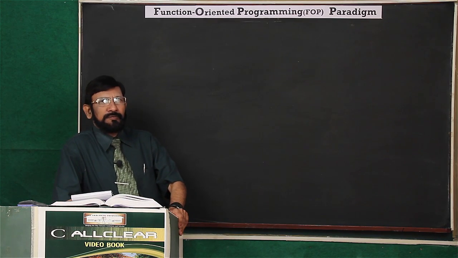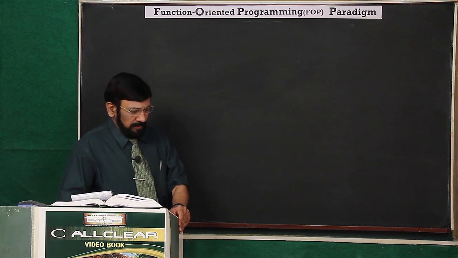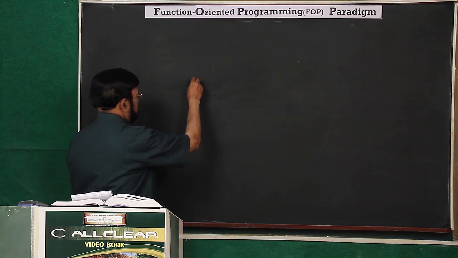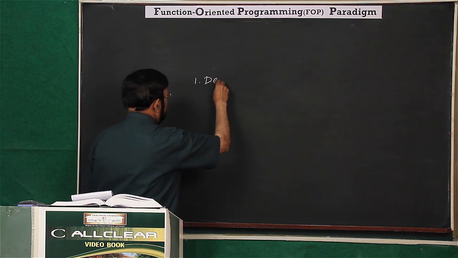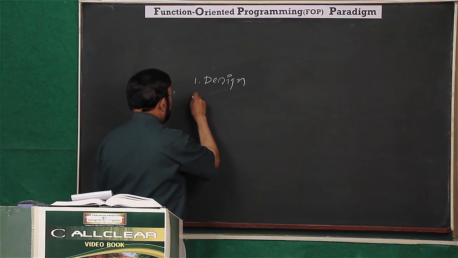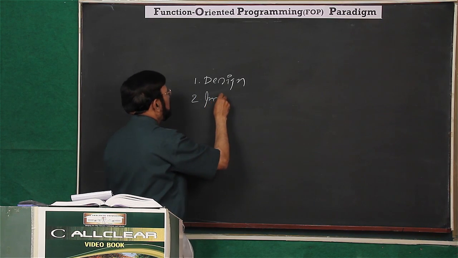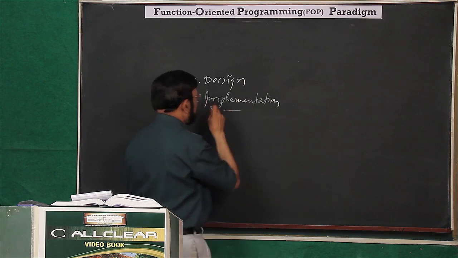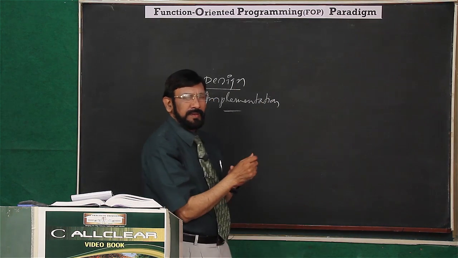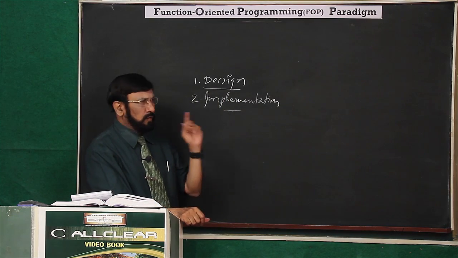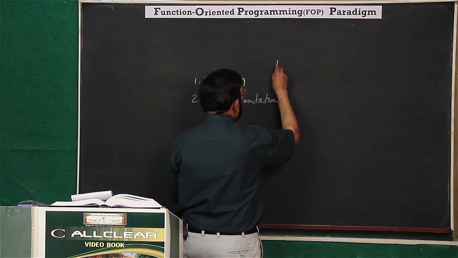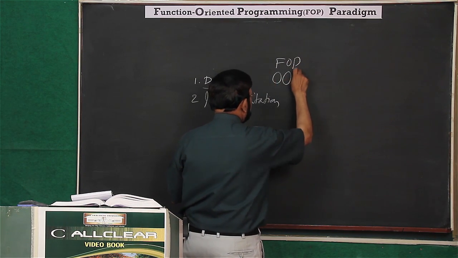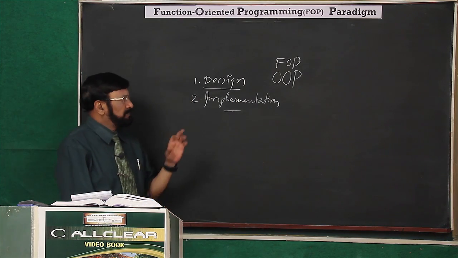Now, FOP, function oriented programming. Actually, in program development, there are two phases. The first phase is design, second phase is implementation. As far as design is concerned, mainly there are two paradigms, two models. One is FOP, function oriented programming. Second one is OOP, object oriented programming.